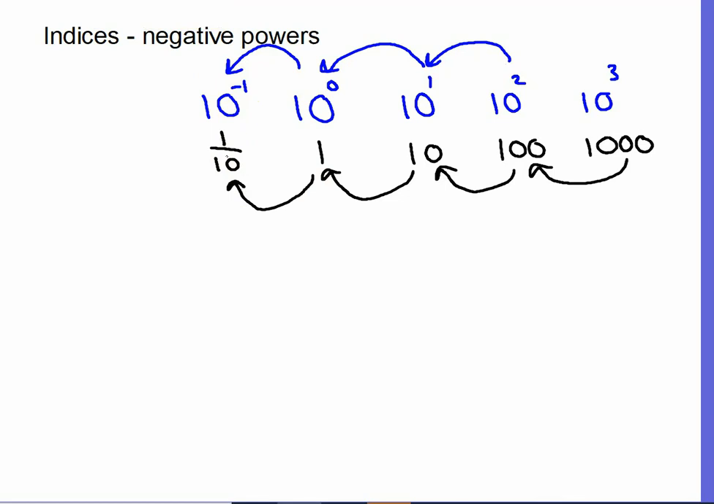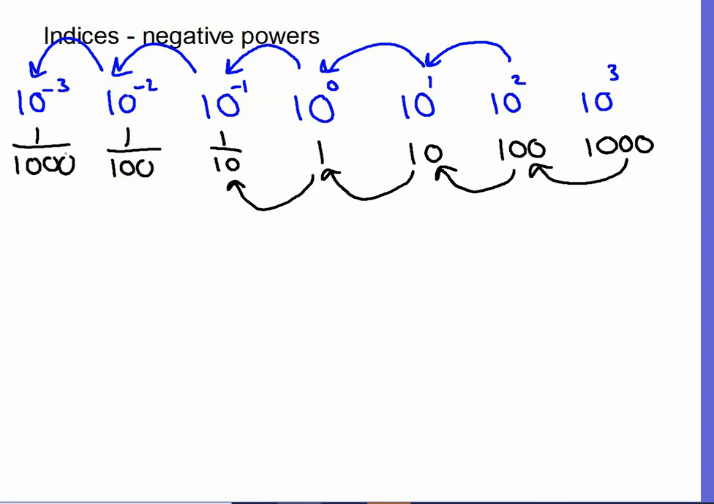Always go for fractions. Now, if we keep this going, we get 10 to the minus 2, which is 1 over 100 if we divide by 10 again. It's the same as multiplying by 1/10. And if we do it one last time, we get 10 to the minus 3, and we end up with 1 over 1,000.